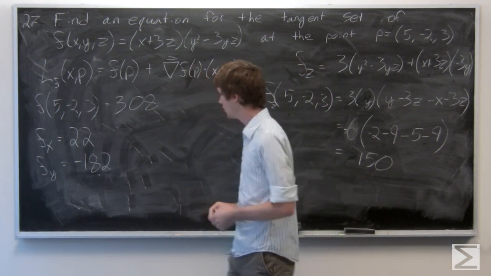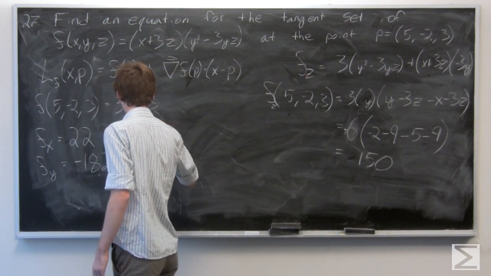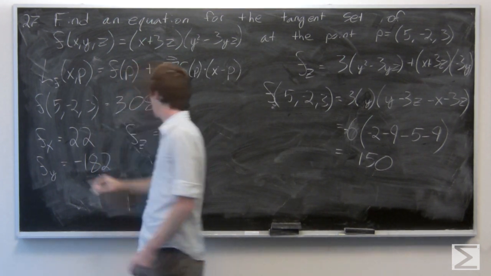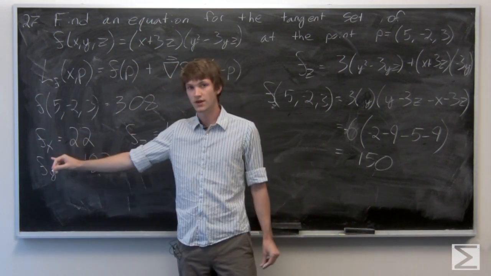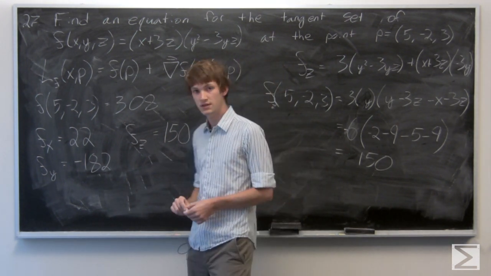Okay, so we know that, just keep in mind that all of these are evaluated at the point (5, -2, 3), even though it just looks like it's the partial derivative.